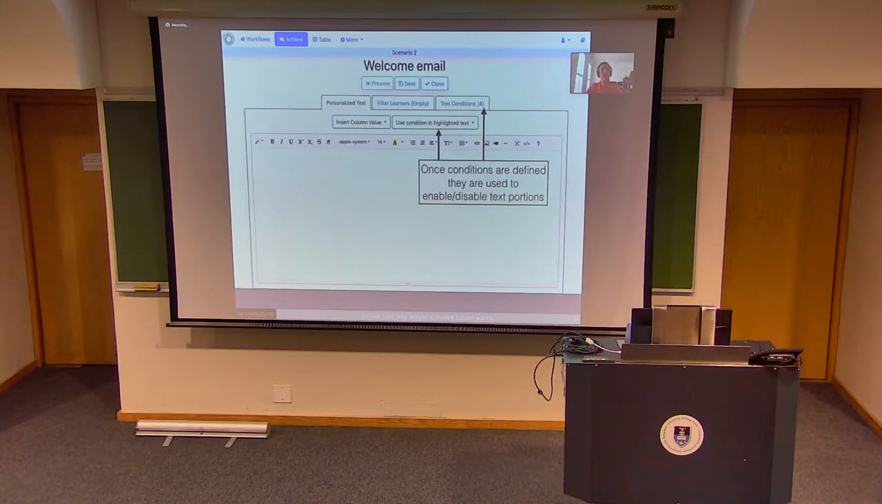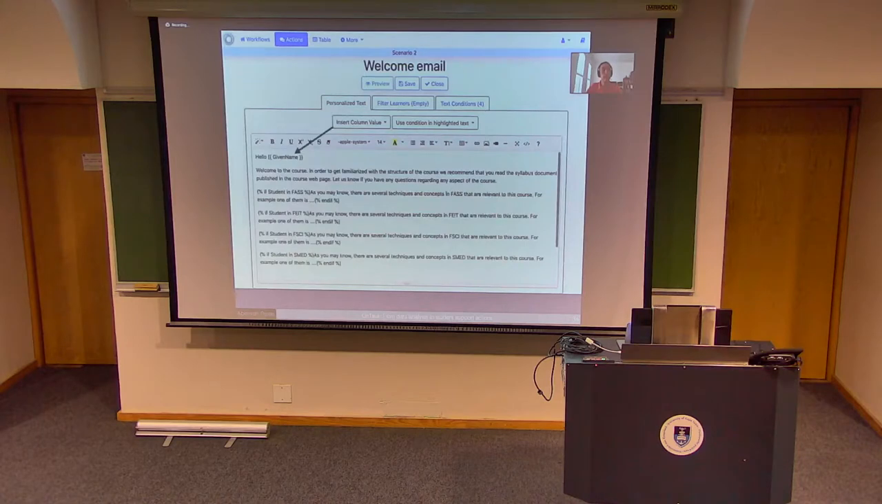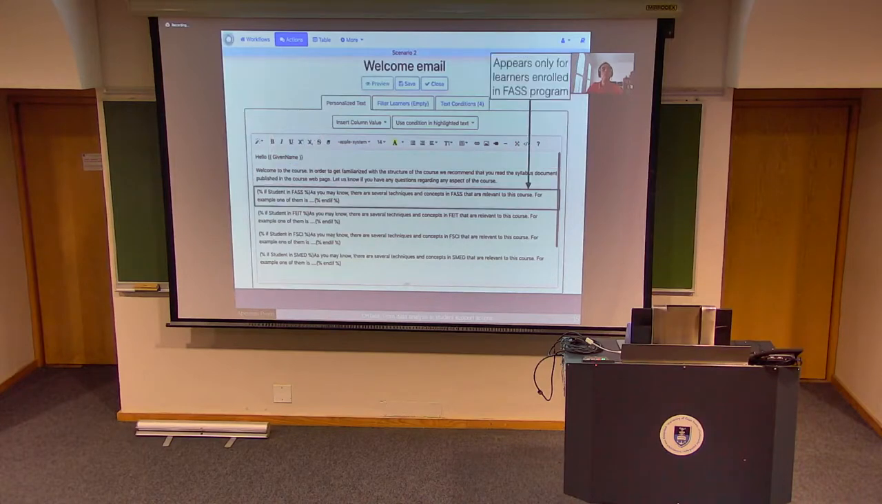We write the text, and we can insert some column name. We still greet our students based on their name. We can even include a paragraph that is for learners. You see that paragraph has no marking, nothing. But then what we're going to do is include a paragraph, select it and highlight it, and use the button above, use condition in highlighted text, and it'll end up surrounding our text with those marks you see there.